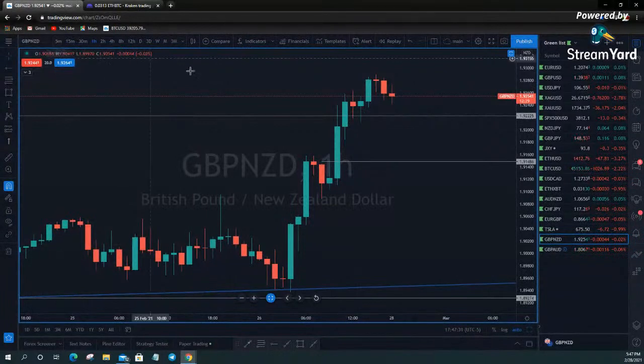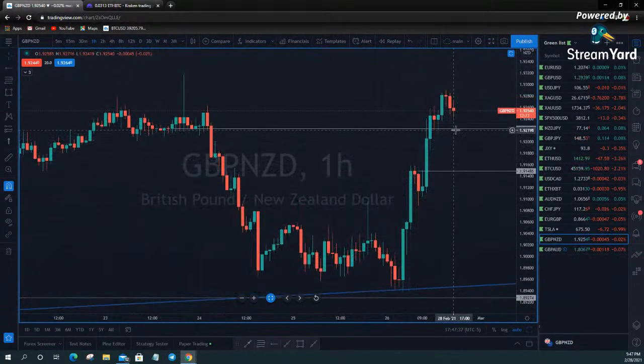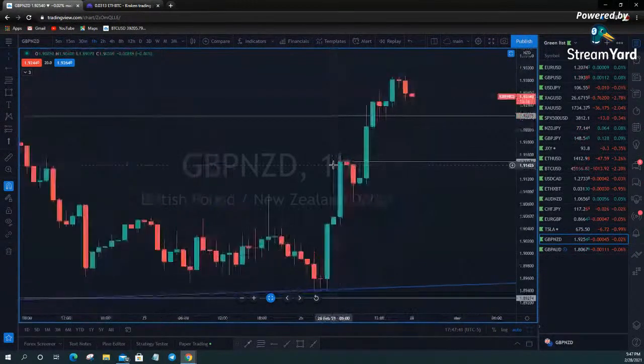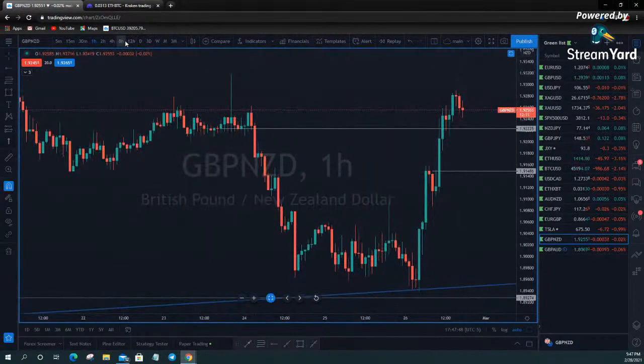Unless I'm looking to enter a scalp, that's when I break out the 5 and 15-minute charts. I want price to find support at a major key area, and then I'll look to get short or long. So watch those two areas, all right? On the pound New Zealand, that's what I'm watching.